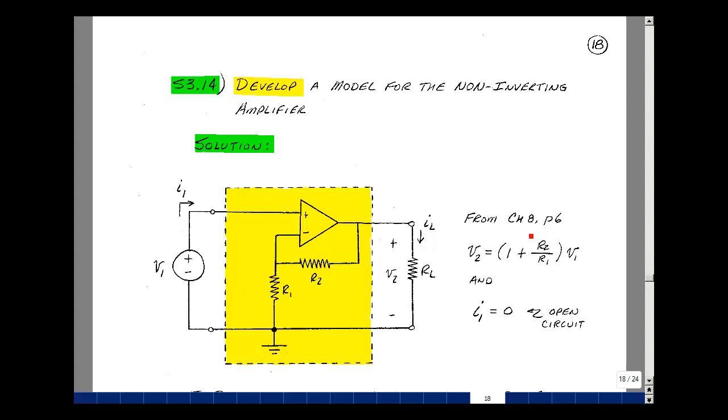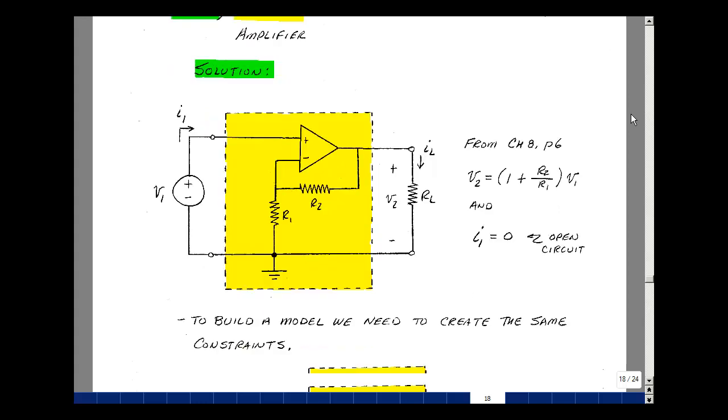In our Chapter 8 notes on page 6, we analyzed this circuit and found that V2 was equal to 1 plus R2 over R1 times V1, and that the current I1 was equal to 0. Now, a model has the same equations, but a different circuit in the yellow box.